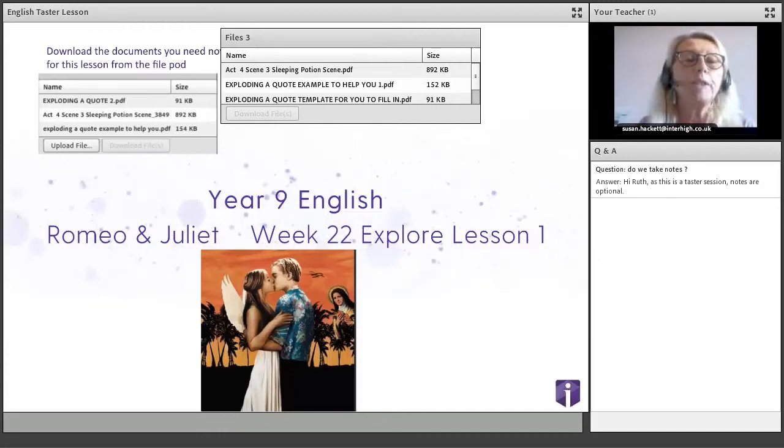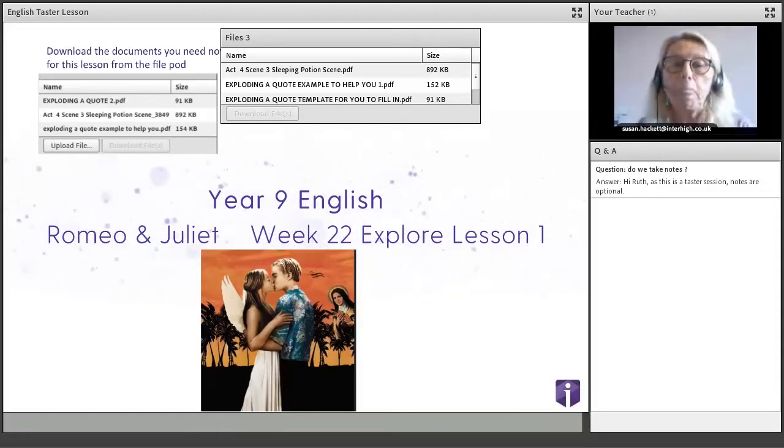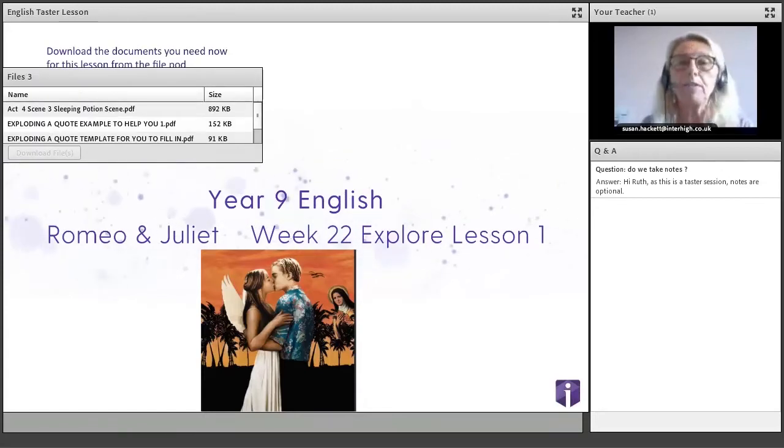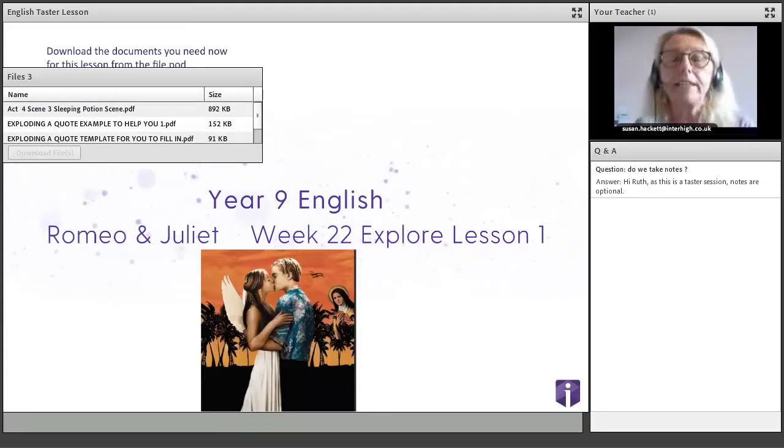So you've got the sleeping potion scene. We're going to read a very short scene from Romeo and Juliet. You've got a template and you've got an example to help you today. So if you could all click on those 3 documents in the file pod. I'll just move it there. And I'm going to give you a couple of minutes to do that.